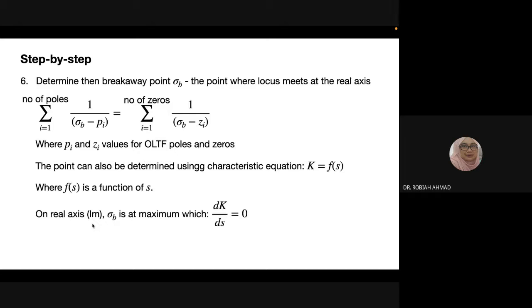And then determine the breakaway point, where we have two methods. Either we do the first one, where the summation of 1 over (breakaway point minus poles) equals the summation of 1 over (breakaway point minus zeros). This is actually the part where I asked you to do the exercise on Padlet. Before class, I looked at the Padlet, and many of you have submitted the exercise. It is good for you to get used to calculating the breakaway point. Another method is by differentiating, dK over ds equal to zero.